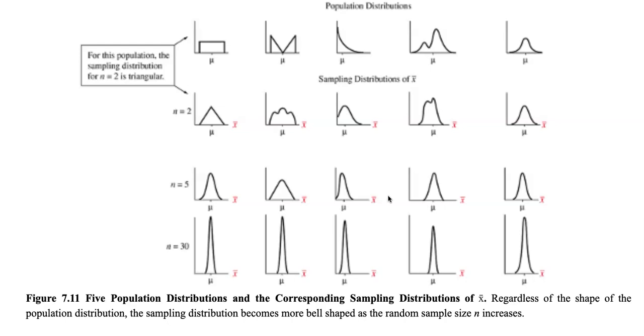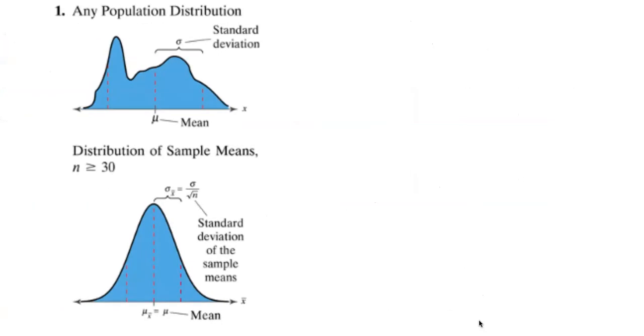Now, n equal to 30 is the smallest sample size that you can have to assume normal distribution regardless of the population distribution. Look, all of them look pretty normal, right? All of them are now having that bell-shaped, normally distributed sampling distribution. So that's what the central limit theorem was stating. Regardless of the shape of the population distribution, the sampling distribution becomes more bell-shaped as the random sample size n increases. Okay? All right. What else do we have?